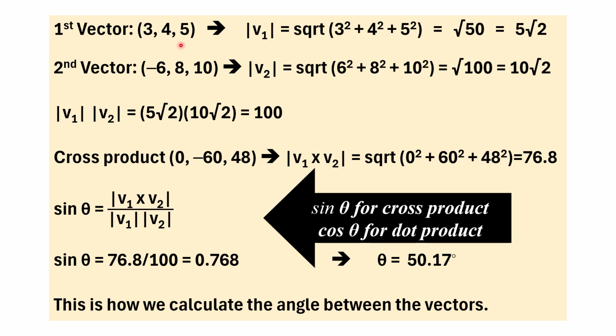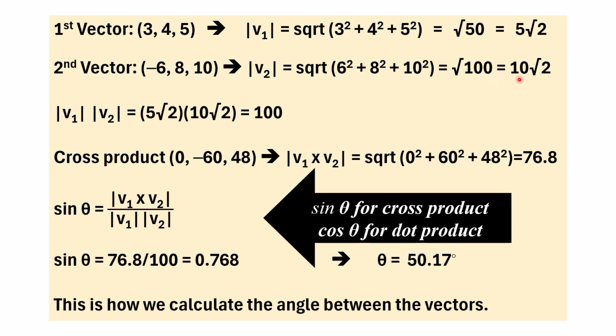Now what was the first vector? 3, 4, 5. So what will be the absolute magnitude of the first vector? Square root of 3 square plus 4 square plus 5 square, that is 5 root 2 units. The second vector, minus 6, 8, 10. So the absolute magnitude will be square root of 6 square plus 8 square plus 10 square, that will be 10 root 2.